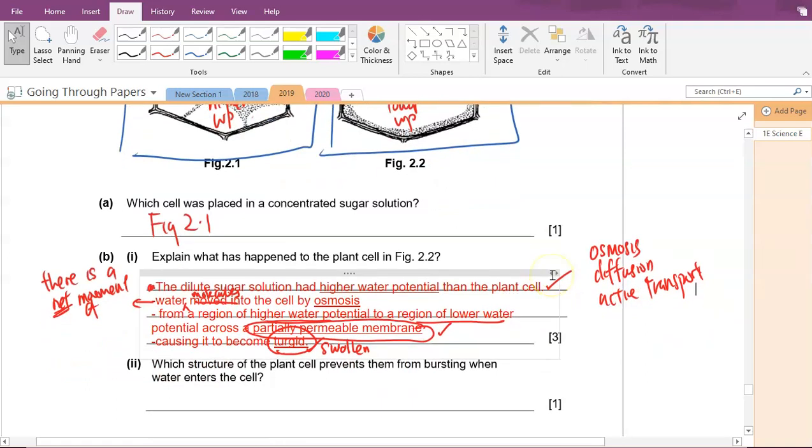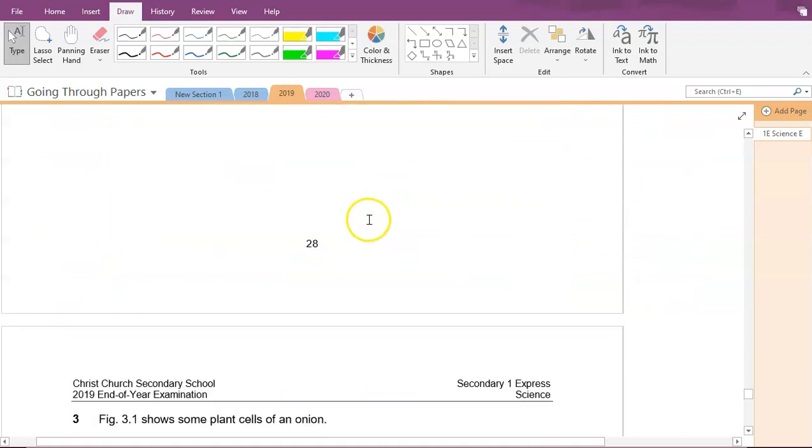Which structure of a plant cell prevents them from bursting when water enters the cells? The answer is the cell wall. Key idea: the cell wall is inelastic. Because it is inelastic, it holds the cell in and prevents it from bursting.